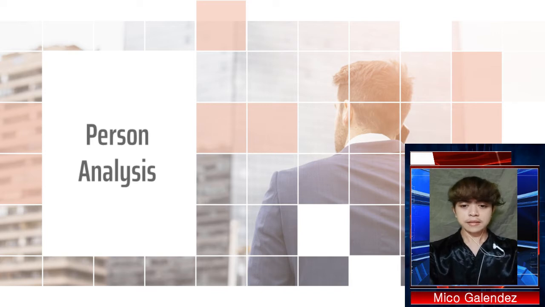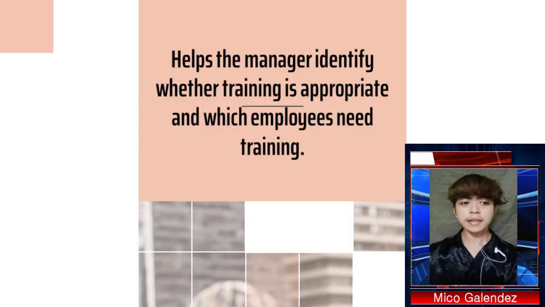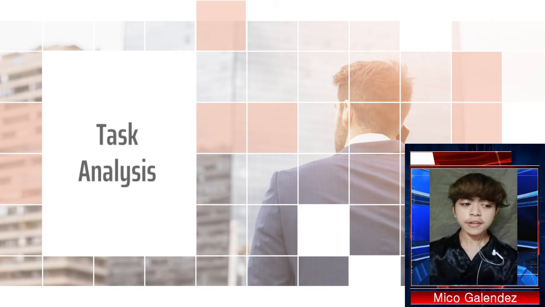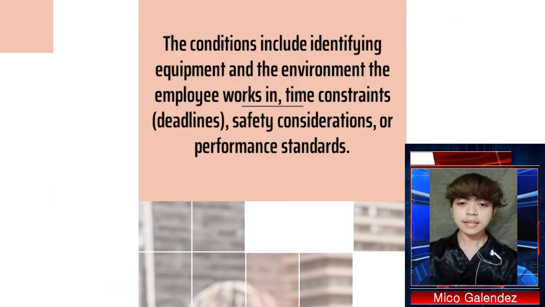Under assessments, there is also a person analysis. In person analysis, it helps the manager identify whether the training is appropriate and which employees need training. And the third analysis is task analysis. Task analysis of the conditions includes identifying equipment and the environment the employee works in, time constraints or deadlines, safety considerations, or performance standards.